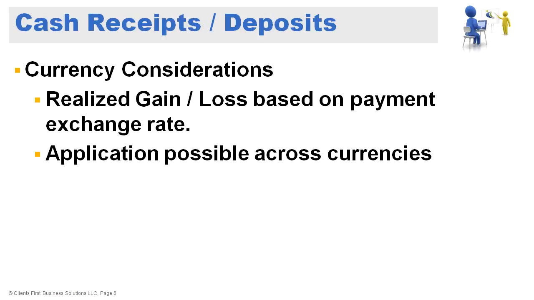Currency considerations. When using a cash receipts journal, the realized gain or loss on an invoice that we're paying is based on the exchange rate when we pay the bill. So if we were carrying an invoice and the exchange rate was $1.20 US to €1, and now it costs $1.45 US for €1, and we wanted to pay that invoice, we're going to get an expense of 25 cents per dollar as a realized loss, because we were carrying the invoice at $1.20, and when we paid the bill, it was $1.45.